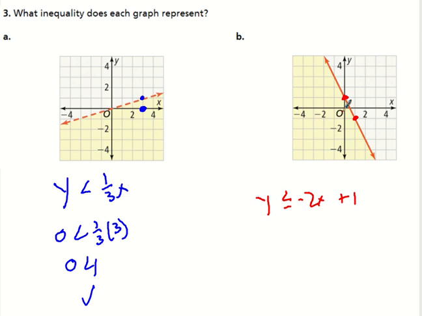Now, I'm going to check a point to make sure I didn't mess it up. So I'll check 0, 0. 0, 0 whenever is actually something I can check. I couldn't check 0, 0 here because it's on the line. We always want to check something below or above the line. So I'm going to check 0, 0 to see if it works.